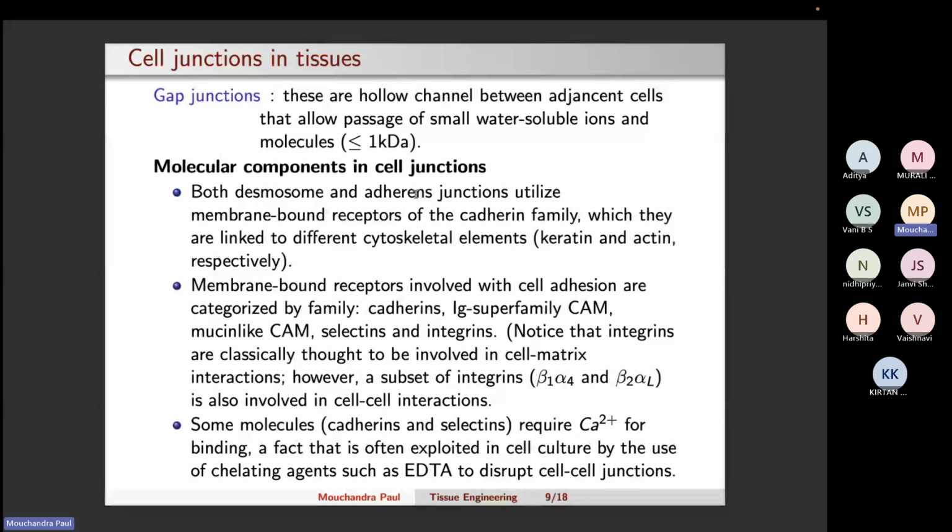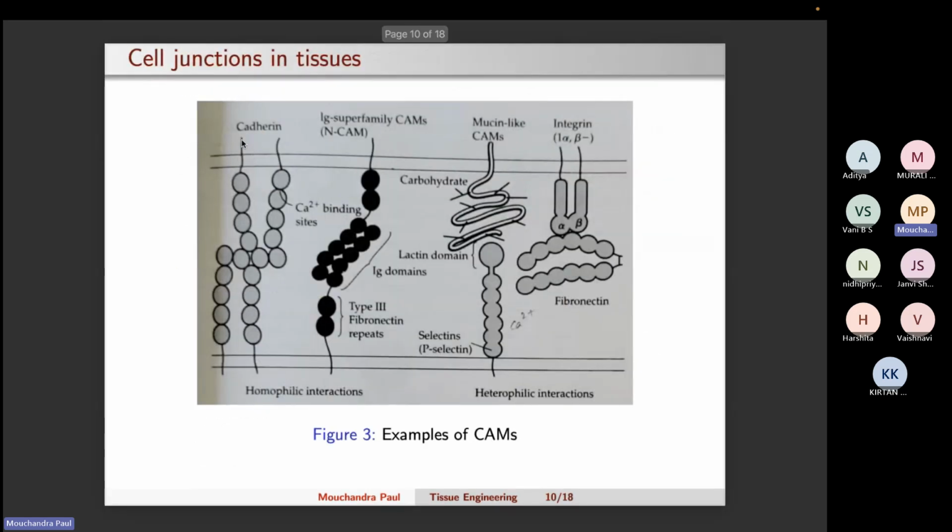So here, desmosomes and the adherent junctions utilize the family of proteins called cadherins. In this figure, you can see the membrane of one cell and the membrane of the other cell. These are the cadherin family of proteins involved in forming adherent junctions and desmosome junctions. The cadherin family of proteins is connected with either actin filaments or intermediate filaments and forms the adherent junction or the desmosome junction.